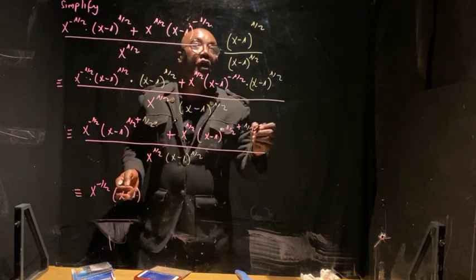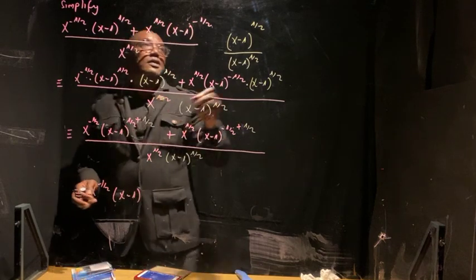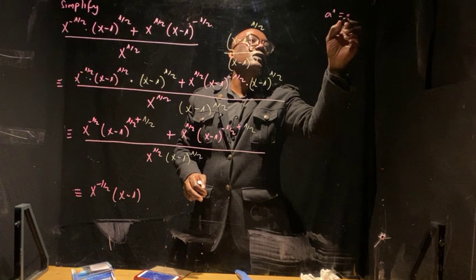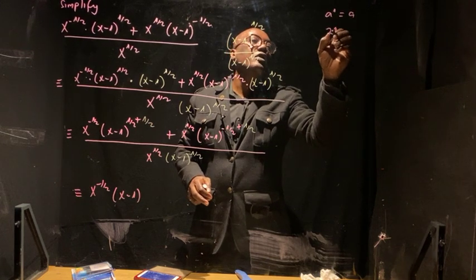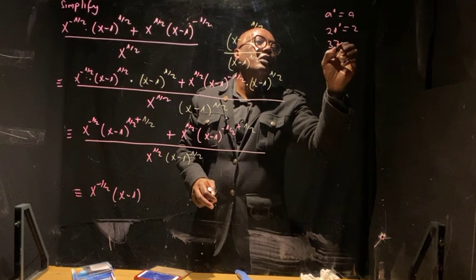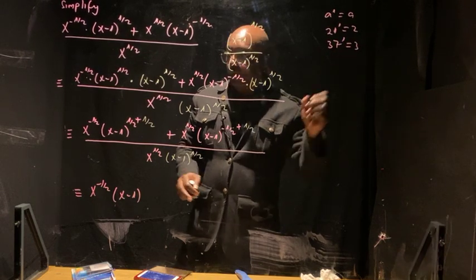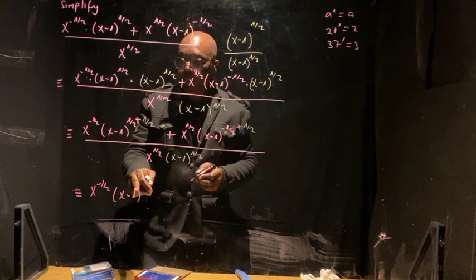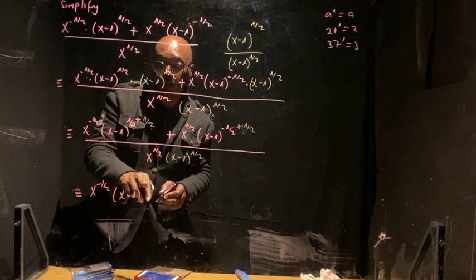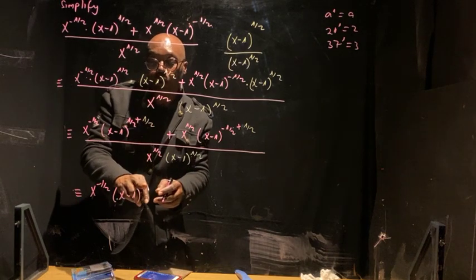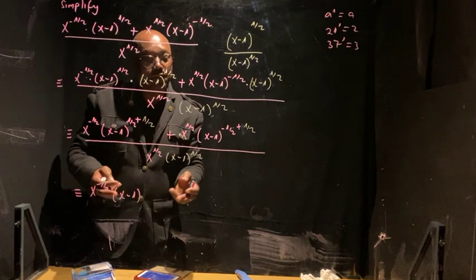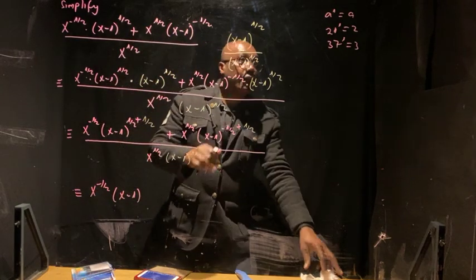For instance, let's say a raised to the power 1 is equal to a. If you have 21 raised to the power 1 is equal to 21. If you have 37 raised to the power 1 is equal to 37. So x minus 1, half plus half is equal to 1. x minus 1 raised to the power 1 is equal to x minus 1. So it is nothing different.